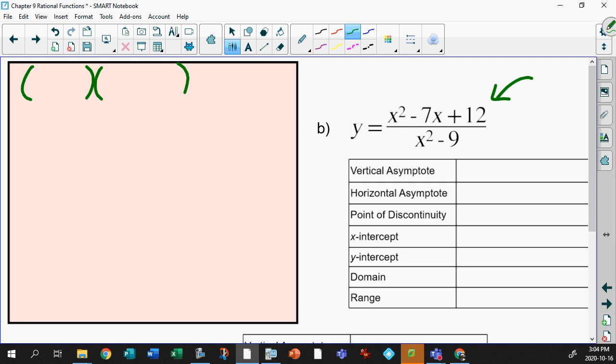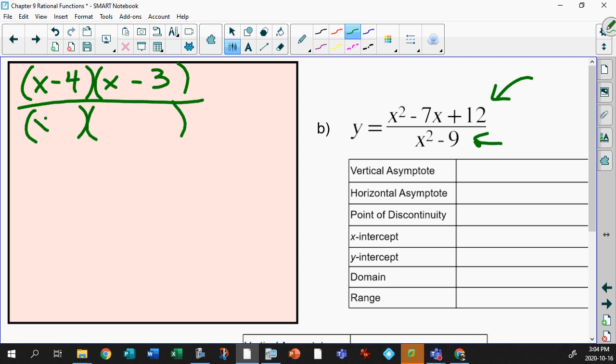So you're going to get x minus 4, right? x minus 3 over, aha, look at that. I love these guys. Yes, difference of squares. Those are so much fun. x plus 3, x minus 3. And lo and behold, as soon as you factor this, guess what you see? Yup, the point of discontinuity.